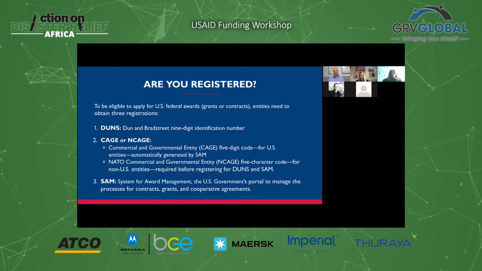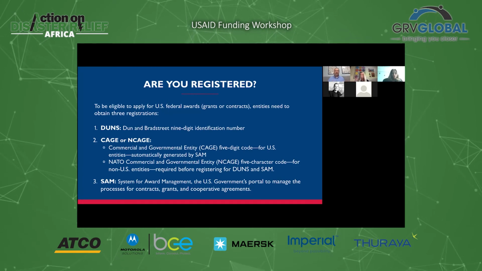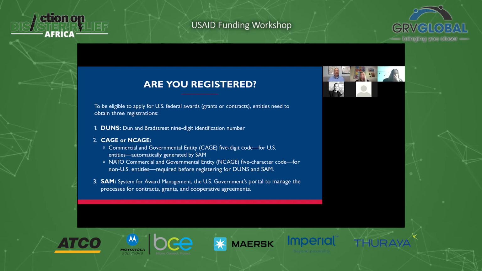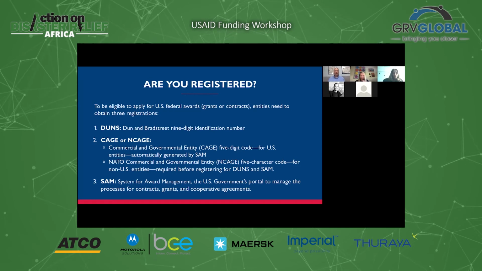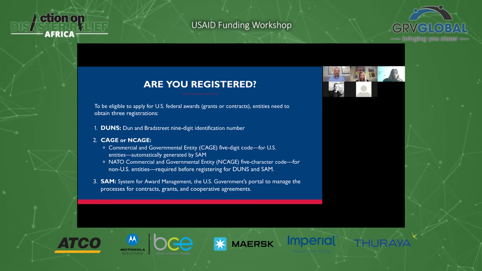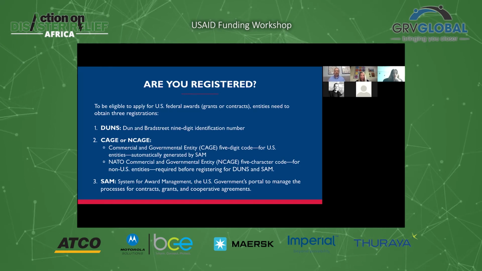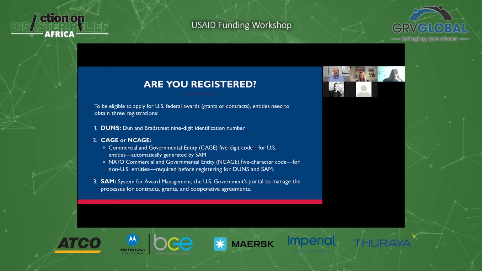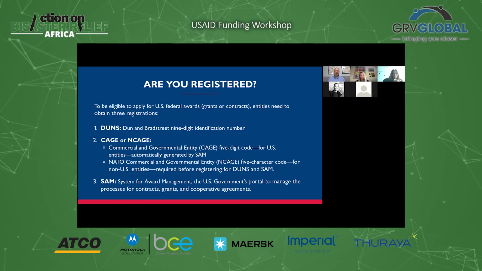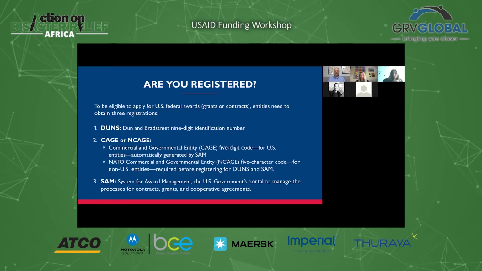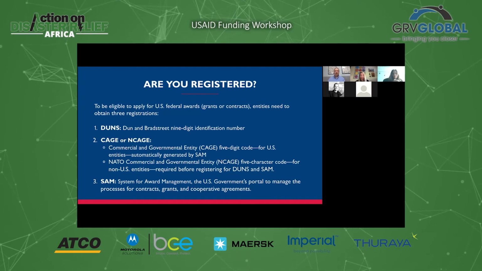But there is a broader registration process. Any organization that wants to manage US government funding, not just USAID funding, has to be registered in 3 systems. You must have a DUNS number, a CAGE or NCAGE code, and then be registered in SAM, or the System for Award Management. These are the 3 systems that you're required to be registered in to get US government funding. Unfortunately, we don't own these systems, so they are a bit cumbersome, and it can be a bit challenging, particularly if you're an international organization. But if you're interested in working with USAID, I would encourage you to go through the process and register for them.